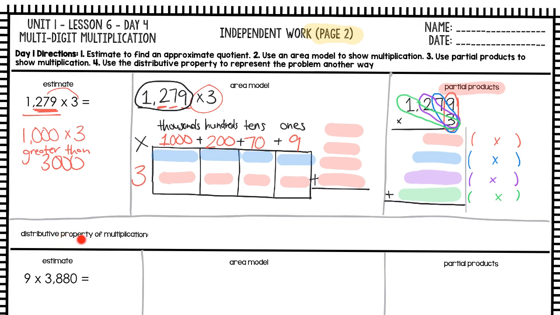Now we're going to do the distributive property of multiplication. Okay, as we know, we can see it in the area model. And in the area model, we can see that we did 3 times 1,000 plus 200 plus 70 plus 9, but we need our parentheses here because 1,000 plus 200 plus 70 plus 9 was all together in our original number. So that will be written here. So again, that was 3 times 1,000 plus 200 plus 70 plus 9 is written here.